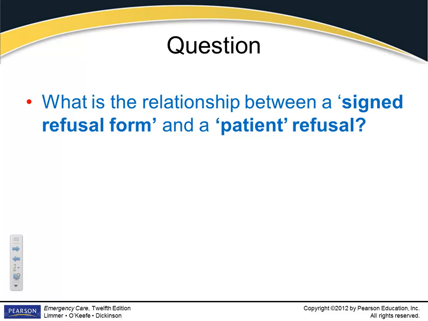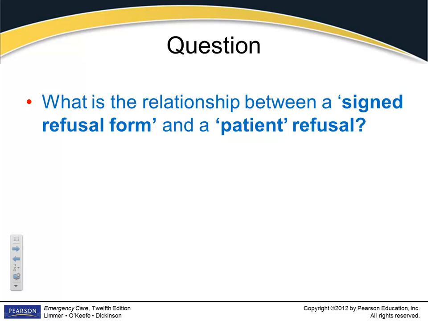Yeah. A signed refusal is just that document. The guy, you'd like him to sign it, but he may not. But if he refuses, that's when he's saying, no, I'm not going to do it. You know, I'm not going to the hospital. So a patient can refuse, and that's going to be separate from a signed refusal. You may get a signed refusal.